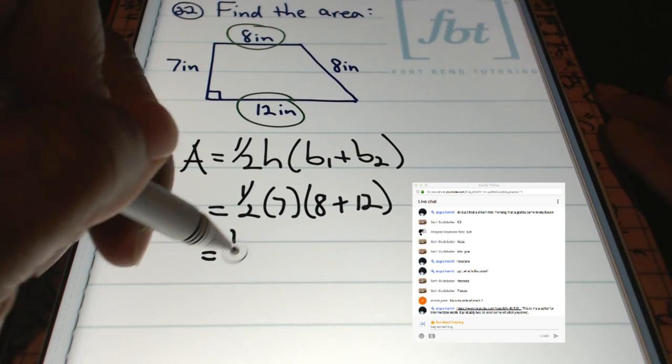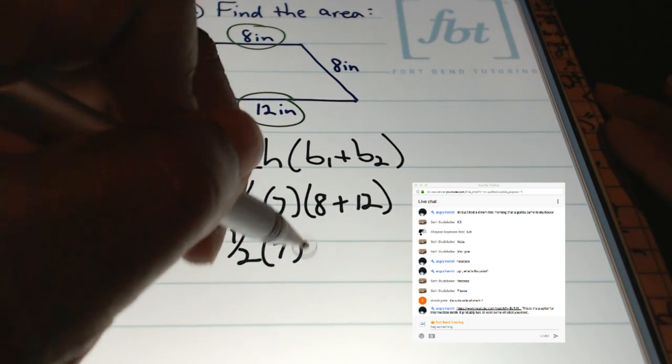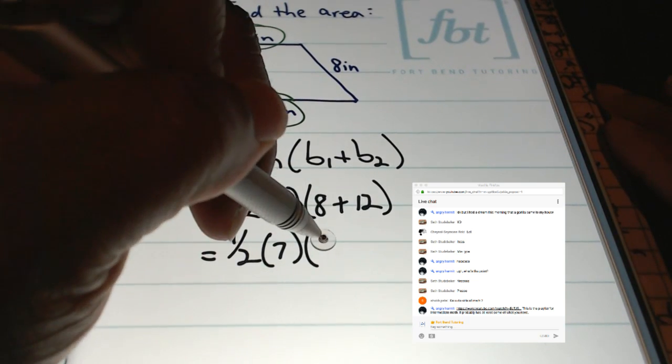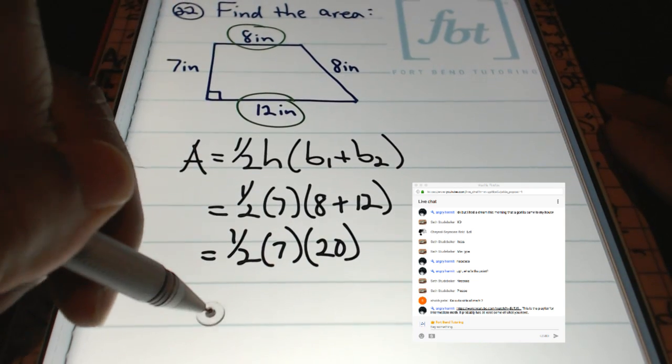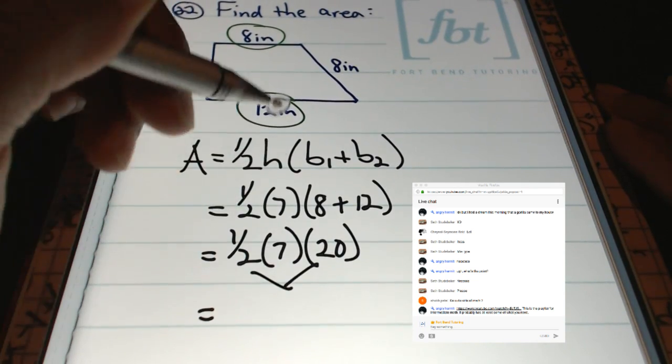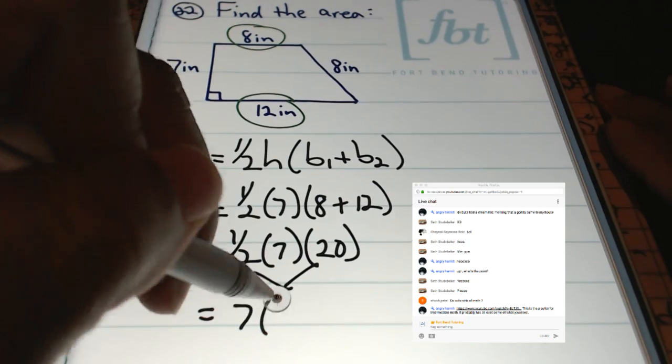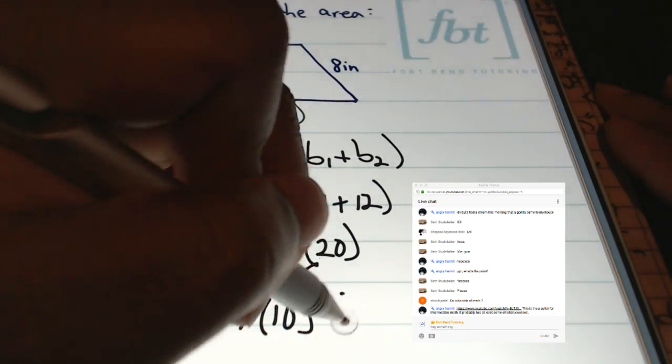And now the order of operations. Go ahead and start inside those parentheses. 8 plus 12 is 20, guys. And because I'm getting my lazy on, I'm going to take half of 20 because it's easier to find. So this is going to be 7 times 10. So my answer here is 70 inches squared.